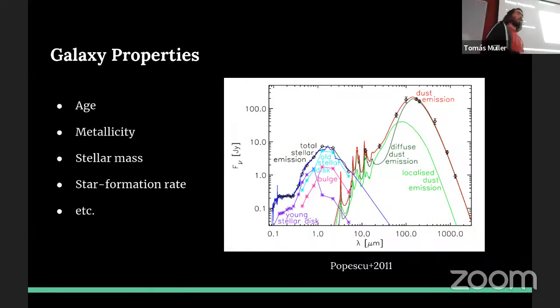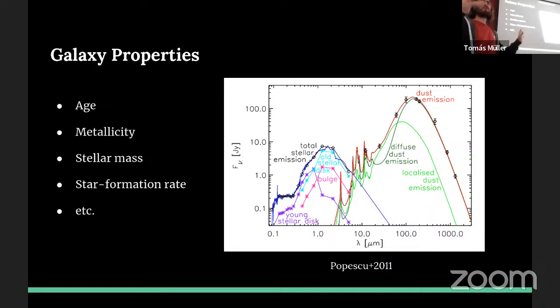So yeah, going to galaxy properties, we know we have different properties for the galaxies. We have the age, metallicity, stellar mass, star formation rate, and so on. We have lots of properties. And how do we get these properties? Well, I'm not an expert on galaxies, but essentially we get this from the spectra, right?